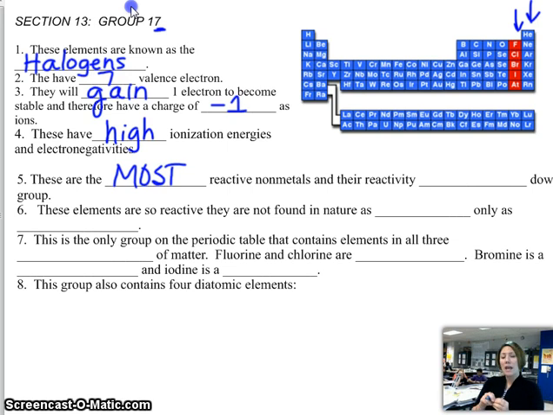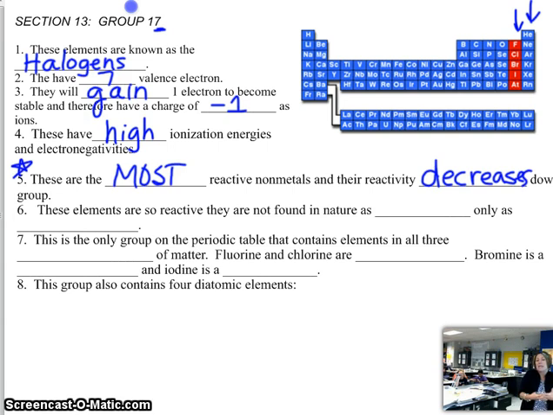And the reactivity of nonmetals is opposite the reactivity of metals. Their reactivity decreases down a group. This is a very important point, okay? So with metals, we said the biggest metals are the most reactive. With nonmetals, it's opposite. The smallest nonmetals are the most reactive.